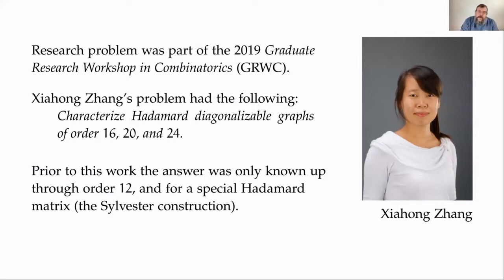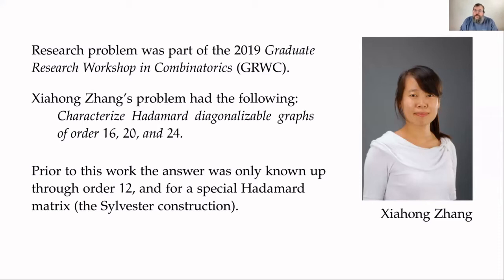Okay, and well, why those? Well, prior to this, it had been known up to 12. So for Hadamard matrices of order 12, what kind of graphs are Hadamard diagonalizable? And we'll get into what the definition there is. So 16, 20, 24, that's sort of the next logical step. And the good news is we succeeded. And not just there, we actually pushed it a little bit past that as well.